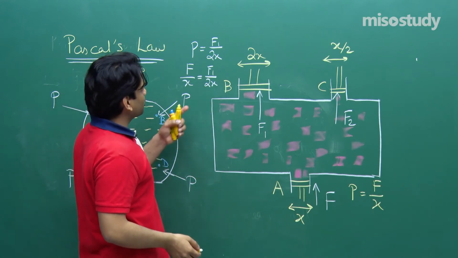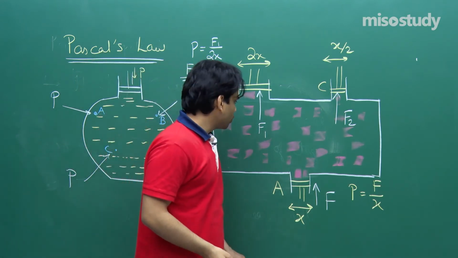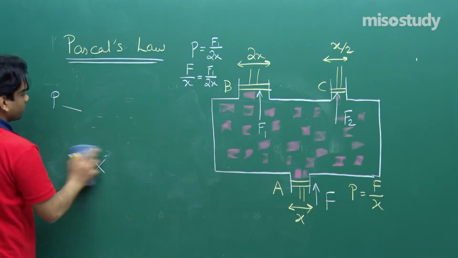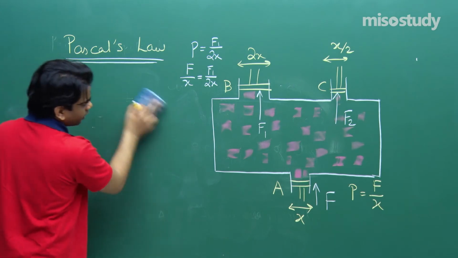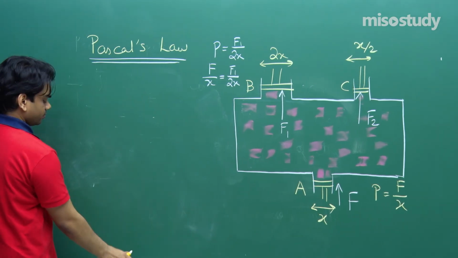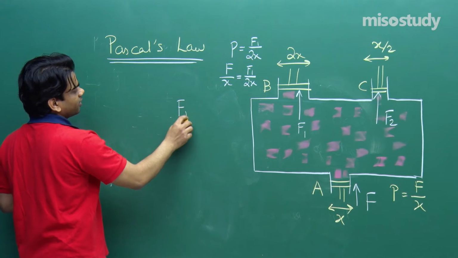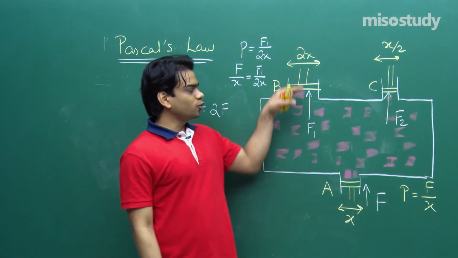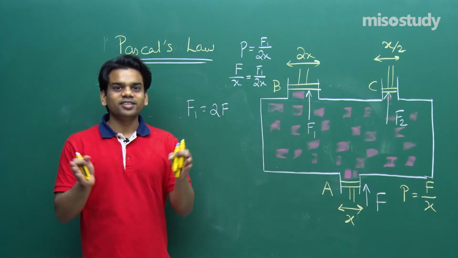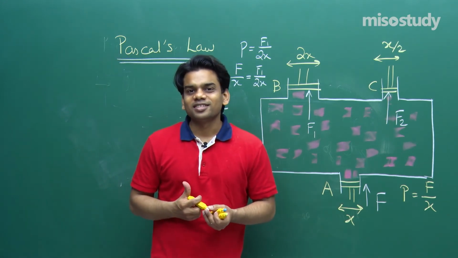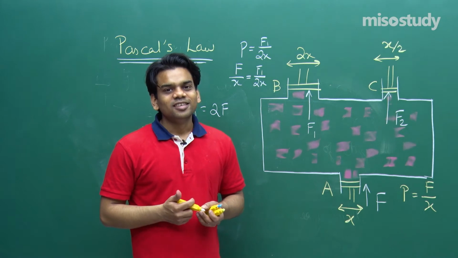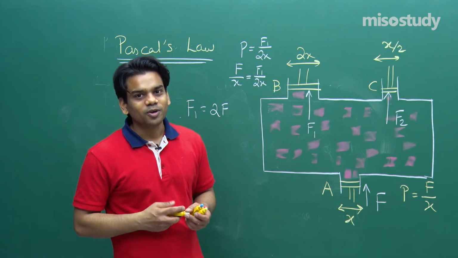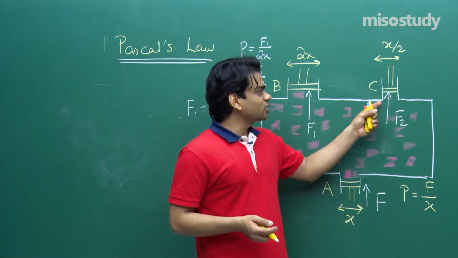It's quite obvious that F1 will be equal to twice of F. You can see that F1 will be equal to twice of F. That means you are experiencing twice the force here because of the change in area, because Pascal's law states that if you change the pressure at one point, the same change will be observed at every point of the fluid.